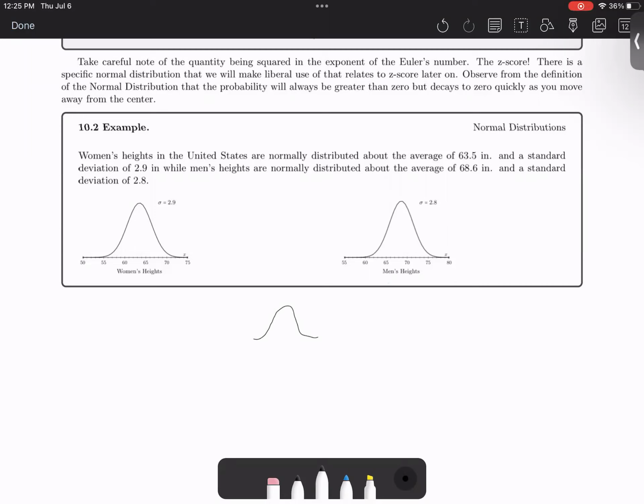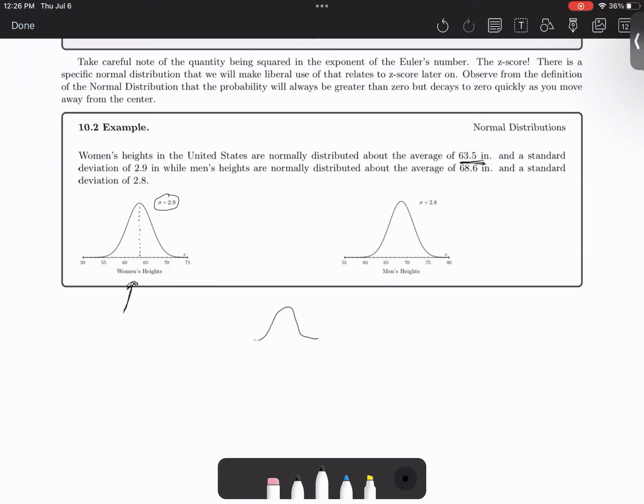The women's heights have an average of 63.5. So if we look at the distribution of women's heights, the center of that distribution is 63.5 inches. That's where most women are. And they have a standard deviation of 2.9. So remember, that tells you how spread out the distribution is.